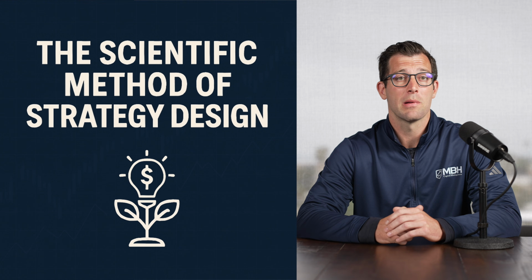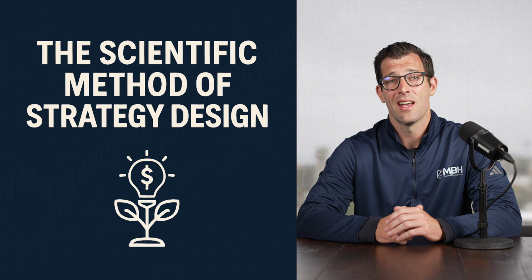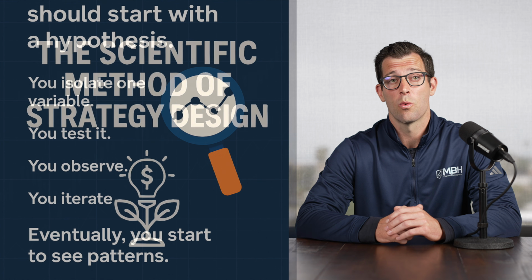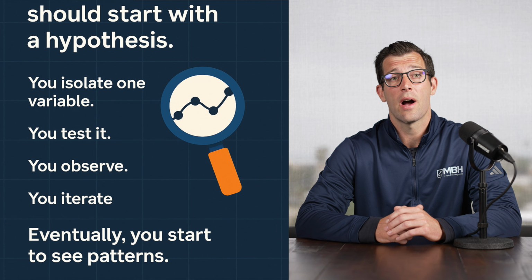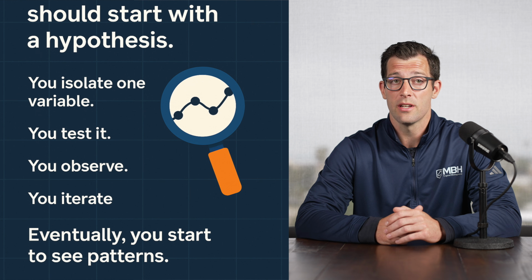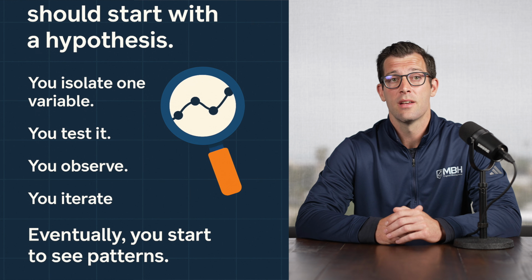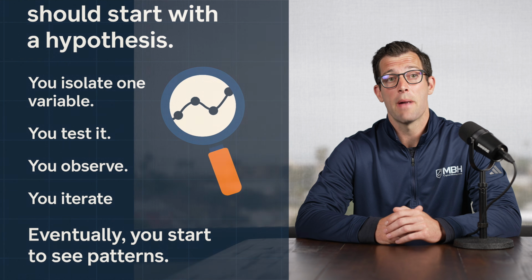And that's why we apply the scientific method to our strategy design. You don't just throw 12 inputs into a backtest and hope it spits out a miracle. Every strategy should start with a hypothesis. Then you isolate one variable, you test it, you observe it, and you iterate upon it. And eventually, you start to see patterns. That's how edge is developed. The good ones don't skip this. The great ones don't rush this.